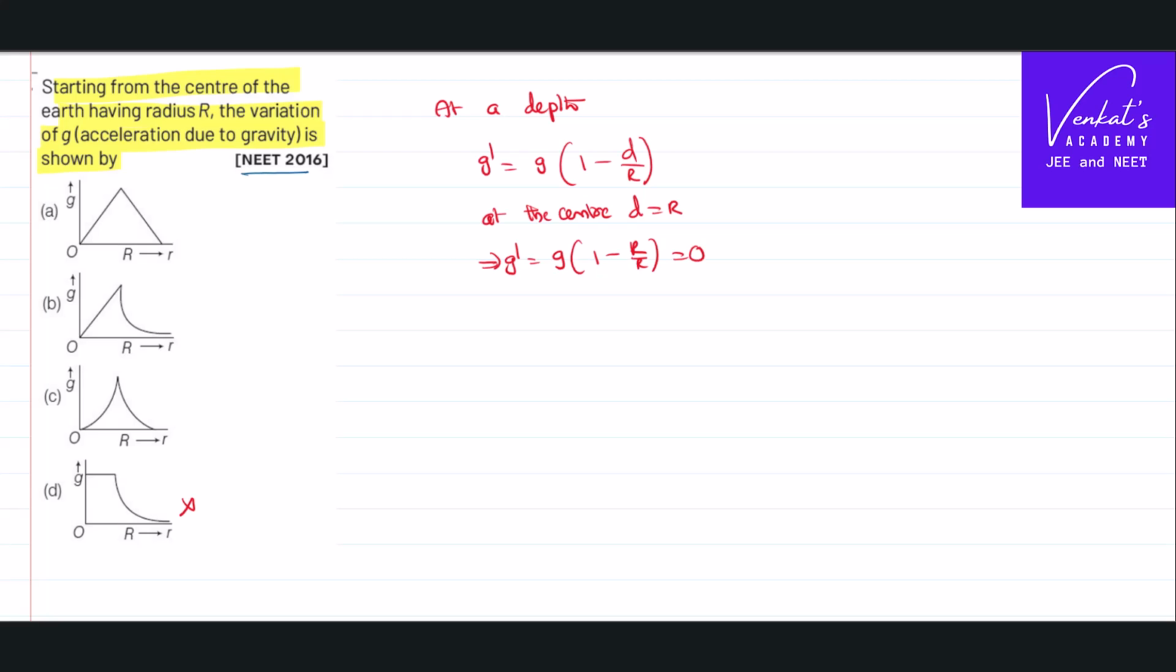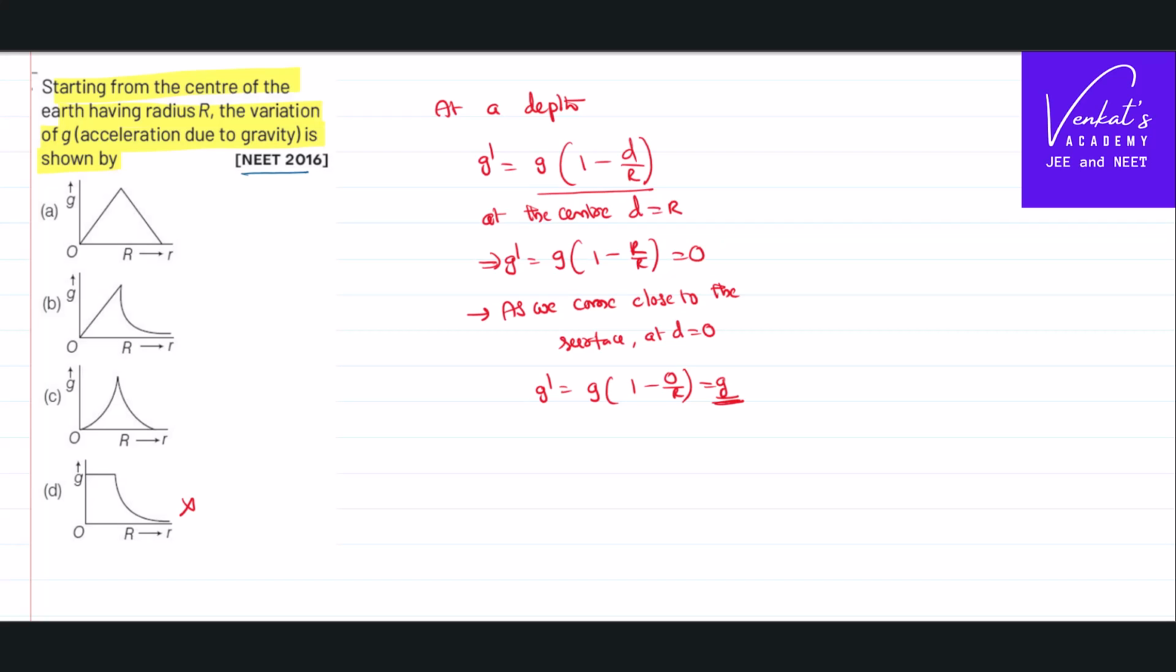So this can be definitely ruled out. There is no g value at the center. That's the only one that can be ruled out, right? But as we come close to the surface, at a depth equal to 0, that means on the surface, g dash equals g of 1 minus 0 by r, that equals g. So it has increased from 1 minus d by r of g to the value of g.